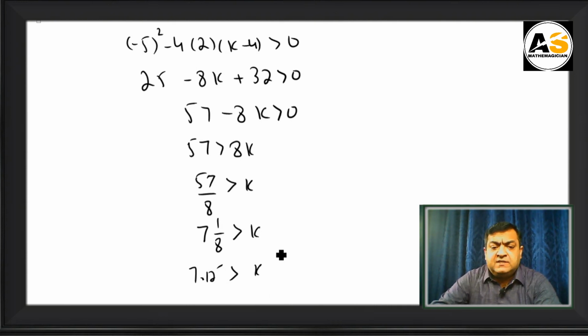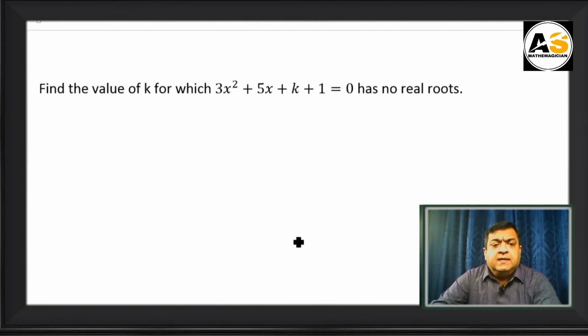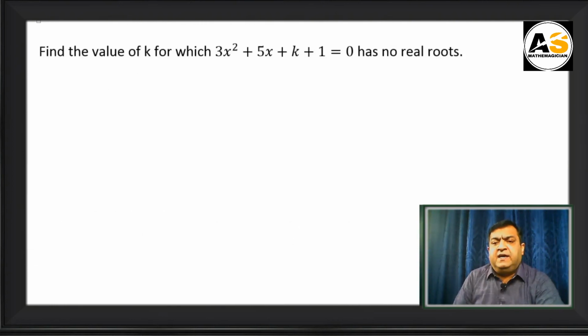So this is our second question of today's lesson. In the first question, we were given that the equation had two different real roots. In the second question, the equation had two equal roots. And in this question, it is given that this quadratic equation has no real roots. So we have to again find the value of k. What is a over here? Yes, a is 3. And what is b? B is 5. And what is c? C is equal to k plus 1.